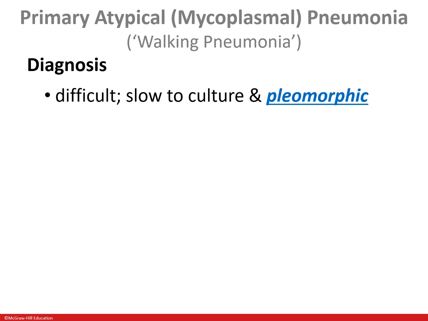So diagnosis for this particular version of pneumonia is particularly hard, partly because those pleomorphs, number one, look different under the microscope every time they replicate, so it's hard to get a conclusion on the morphology, but they're also incredibly slow to culture and very small organisms.